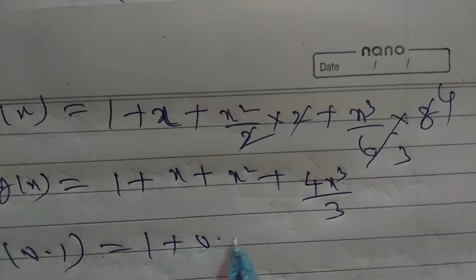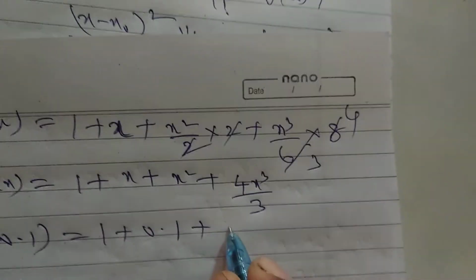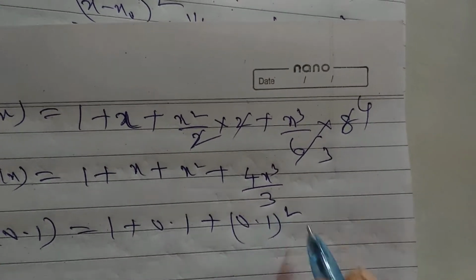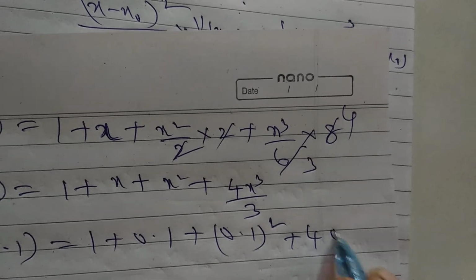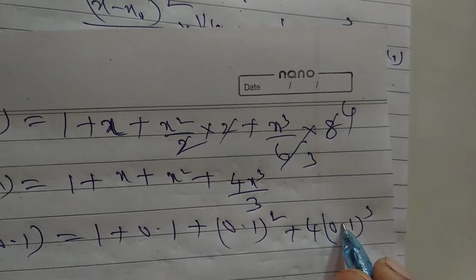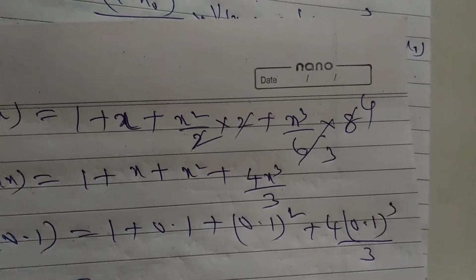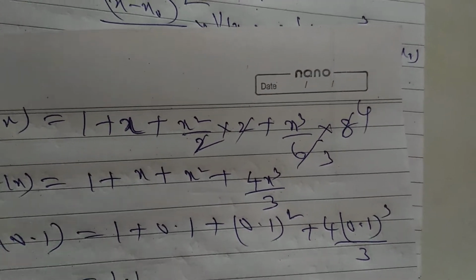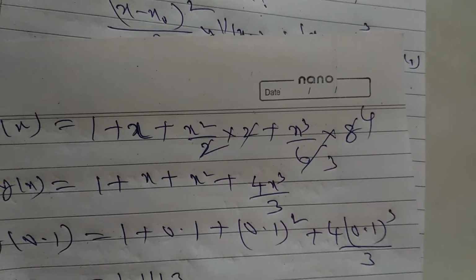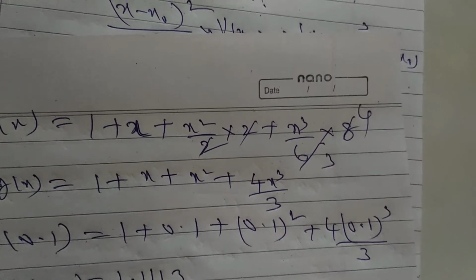1 plus 0.1 plus 0.1 whole square plus 4 into 0.1 whole cube divided by 3. We simplify, we will get 1.113. So this is the answer for y of 0.1.